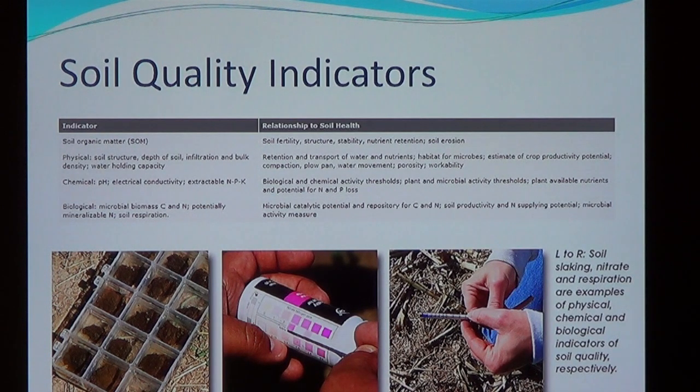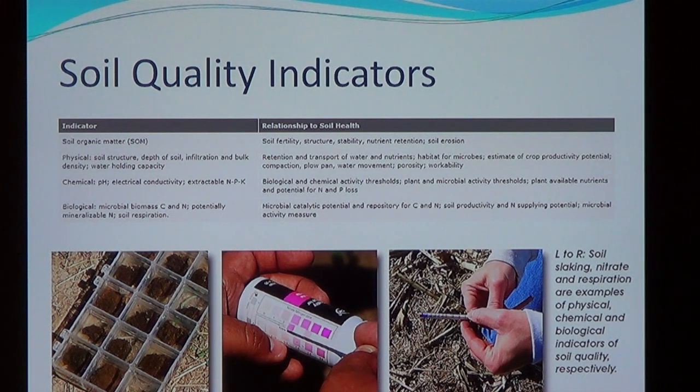Look at the chemical side of it. pH, the interactions that are going on underneath with your nutrients, EC, electrical conductivity, related to salts in the system, extractable N, P, and K. And of course, one of the most important ones whenever we're getting to soil quality is the biological. Sorry, so this doesn't work on the TV screen.